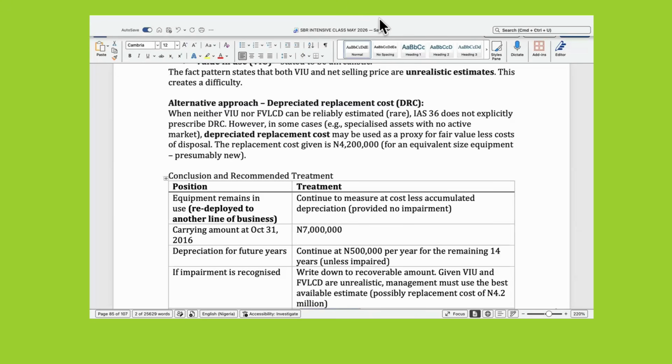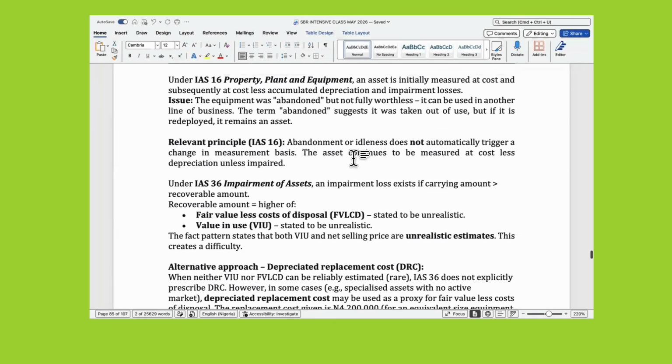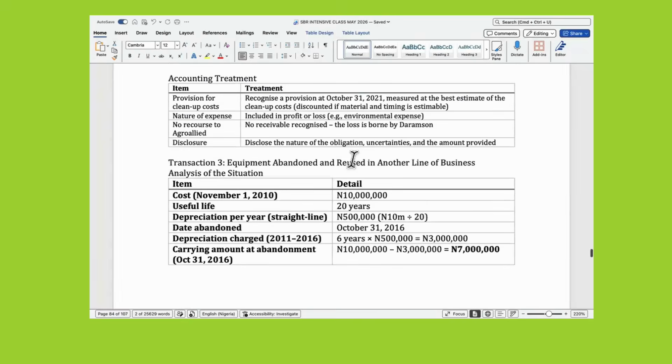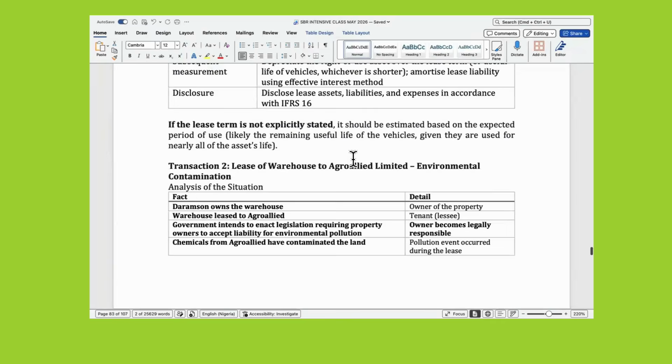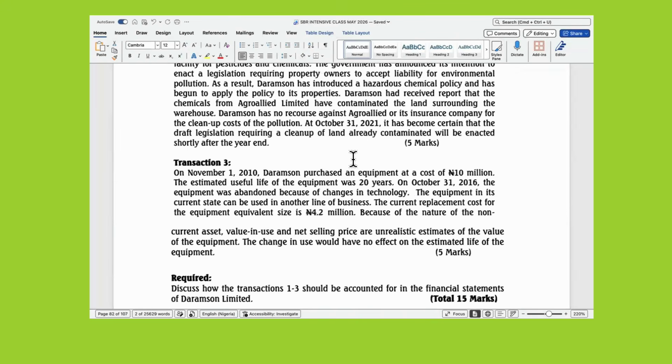It depends. You might not necessarily write all of these details. What this is doing for you is just to expose you very well to this standard and to reason towards these dimensions. You might not necessarily write all of this, because it's 5 marks really.